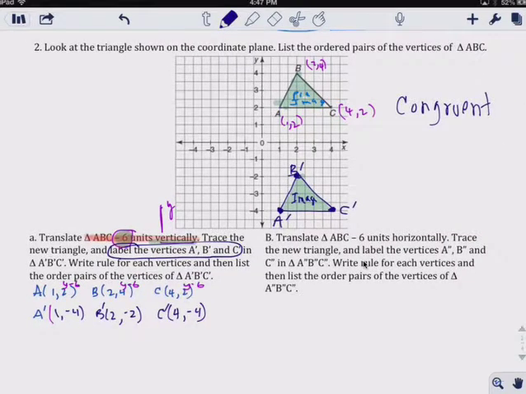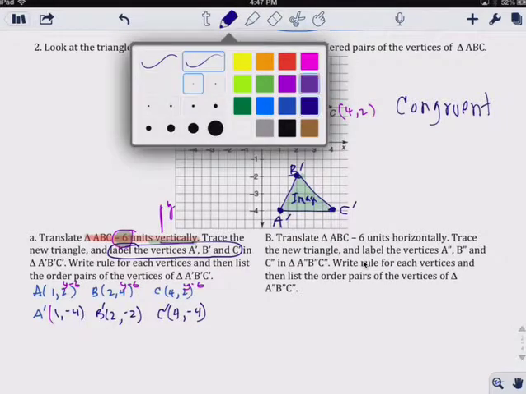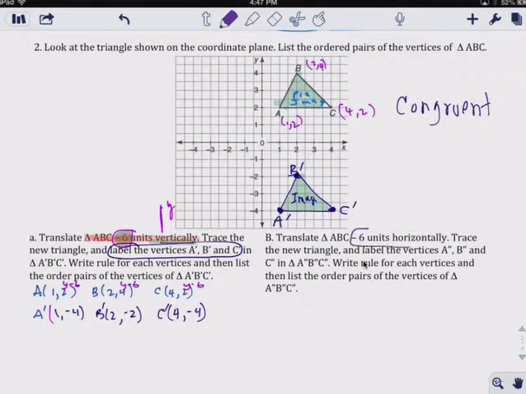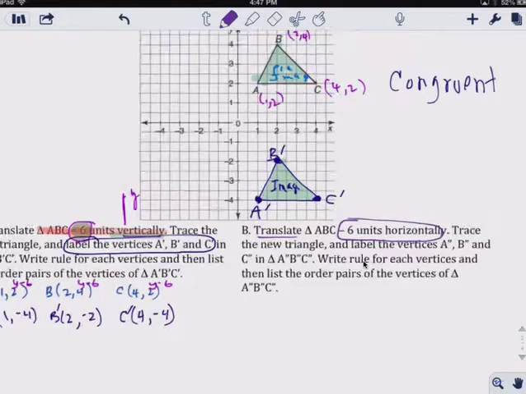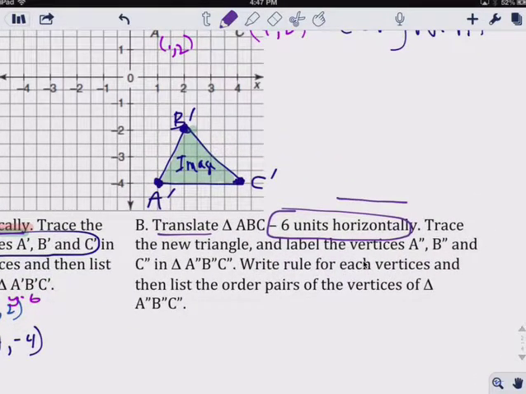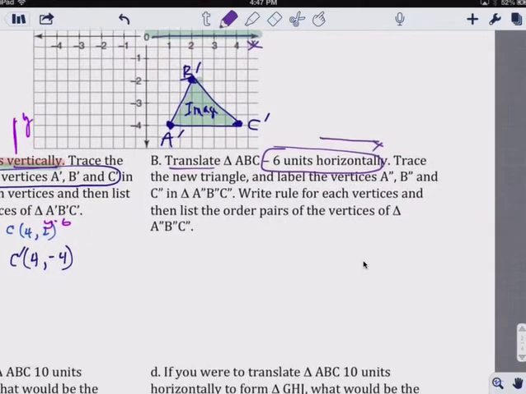Okay, B: translate -6 horizontally. So translate triangle ABC -6 horizontally. Horizontal is this way, and the horizontal axis here is x. So just to see what I'm talking about, see the green mark I marked on there? The horizontal axis is x. So horizontally is x. So I'm going to subtract 6 from x.